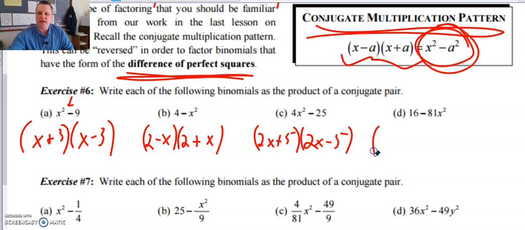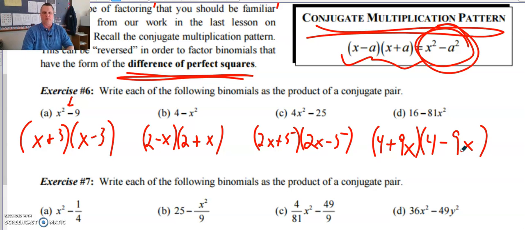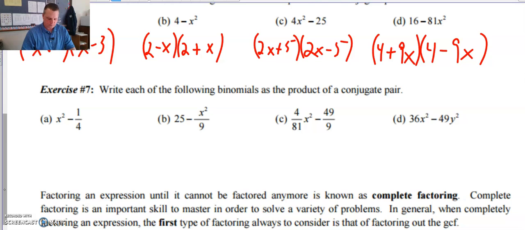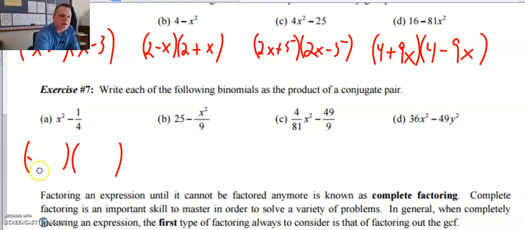Okay? Letter D, 16 is a perfect square, so you have your 4 and 4. Plus minus, 81 is 9 and 9. X squared is x and x. Okay? As long as you have an even power of x, that could be the perfect squares. Okay? And we get to the next part with fractions. 1's a perfect square. 4, 9, 81, 49. They're all perfect squares. So how do you show this? X and x plus minus.